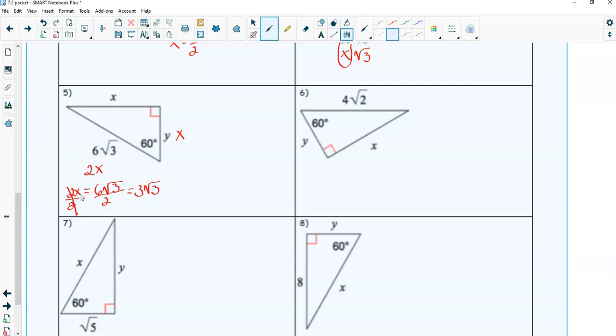So that is x. And what is x? Well, x is the short leg. So that means this right here is 3 square root of 3. So I'm going to use that variable, and that's 3 square root of 3. Now, to go to the long leg, I take the short leg, whatever that is, right here, and multiply that times the square root of 3.